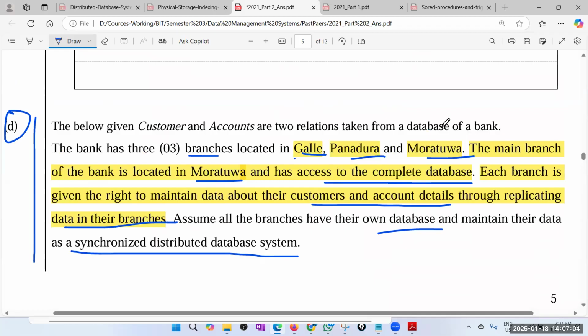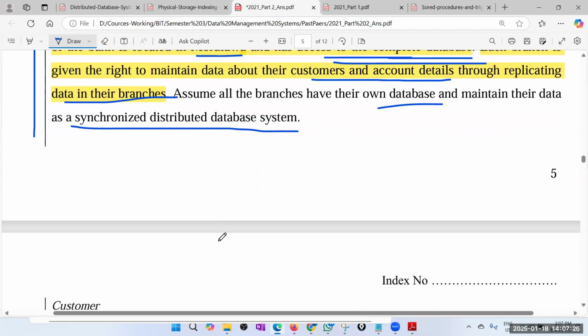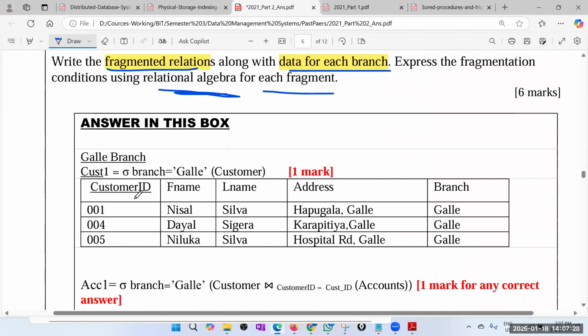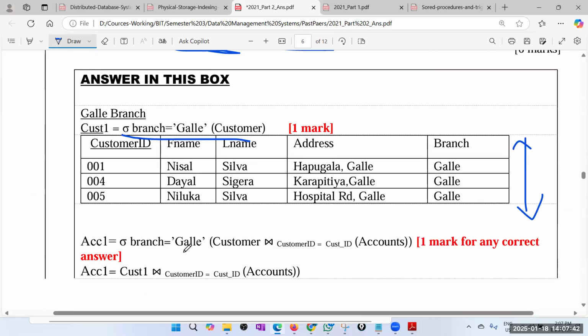Yes. So for Moratuwa you can just write a select all without a where condition. But for Galle and Panadura, make sure your where condition separates out the records. But for Moratuwa don't use a sigma because it says Moratuwa needs to access the complete database. Right. So that will be my sigma statements. Yes, sigma branch is all, and this is another set of marks. You must show which data is in this table. Then next one.